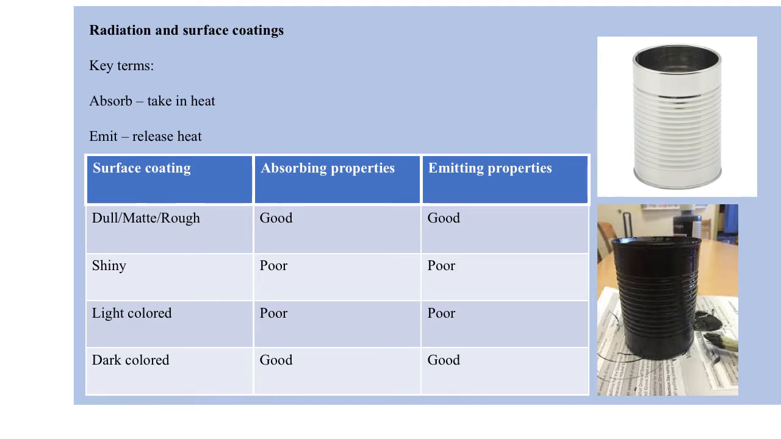We then got something which is light coloured and dark coloured we're going to look at now. So a light coloured one is a poor absorber. Okay, it doesn't heat up very quickly, and it's also a poor emitter. And on the flip side, a dark coloured is the complete opposite. It's good at absorbing and it's good at emitting.